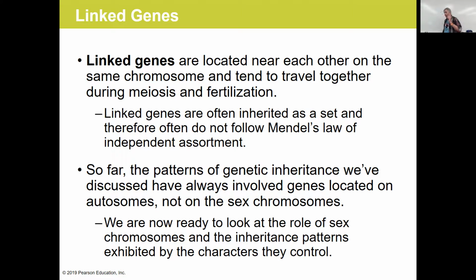So far, the patterns of genetic inheritance we've discussed have always involved genes located on autosomes, not the sex chromosomes. Now we're ready to look at the role of sex chromosomes and inheritance patterns exhibited by characters they control. In other words, the next big topic, sex linkage. And we're going to hold off on that until the next video lecture. So this is 106 genetics 3. And we're going to need at least one more to finish this chapter. So I'll catch you on the next video.